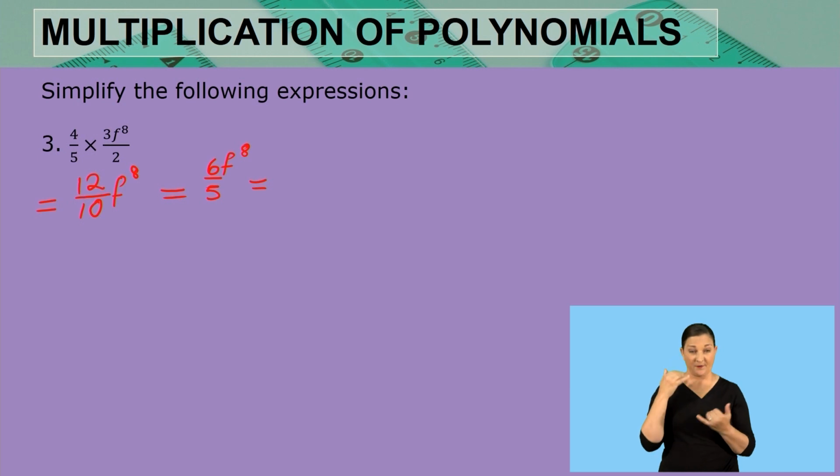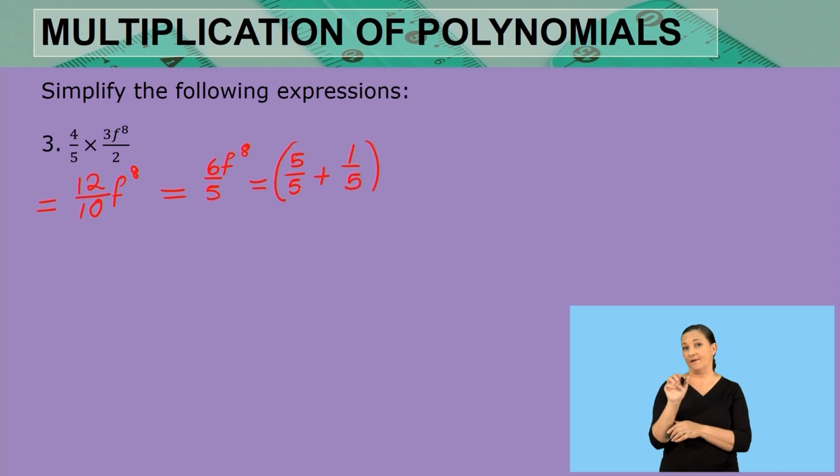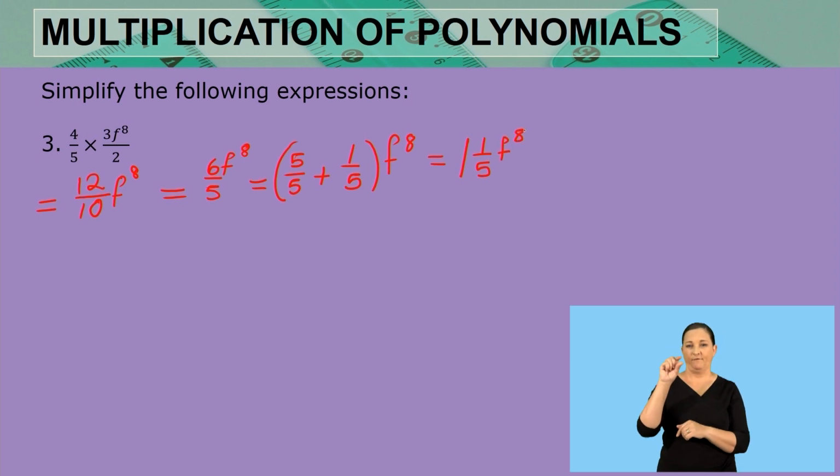Remember, this is now an improper fraction, so we need to fix it so that it becomes a proper fraction. And how are we going to do that? We know that 6/5 is the same as 5/5 plus 1/5, right? And we have that with the f exponent 8. And what does that become? We know 5/5 is the same as 1, and we have the 1/5. So we have 1 and 1/5, and we have the f exponent 8.